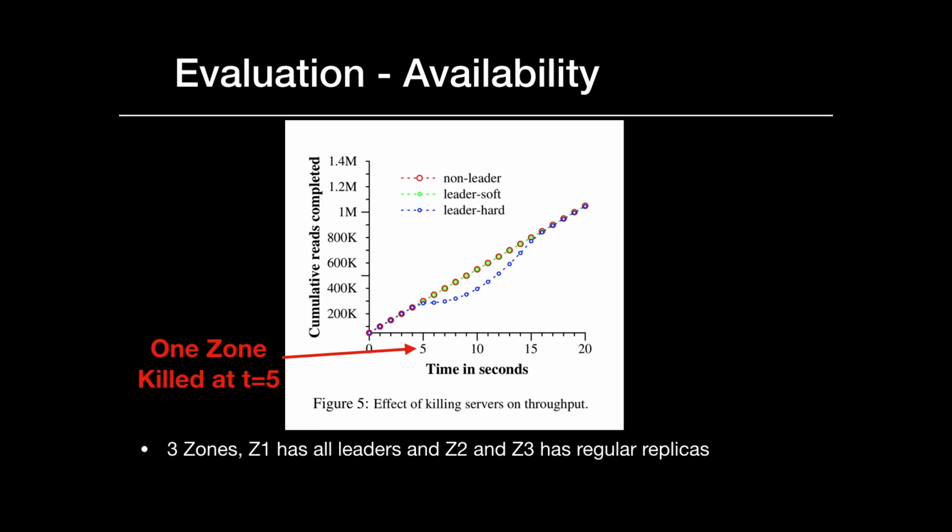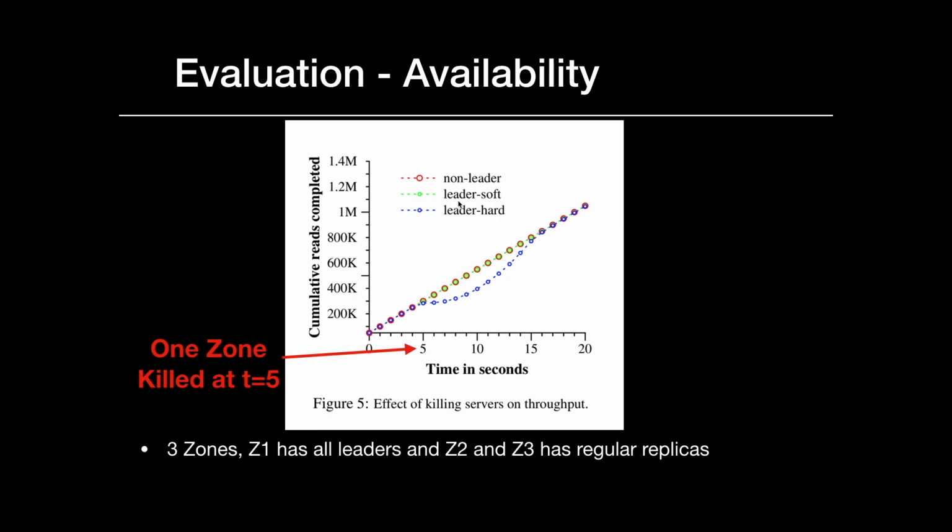In this experiment, they evaluated the availability of Spanner in the face of entire zone failures. So in this experiment, they set up 3 zones. One zone had all pre-designated leaders, and the other two zones just had the regular replicas of their respective replica groups. 5 seconds into this experiment, one of the zones was killed, and these failures were simulated in 3 different ways. One was where a zone entirely made up of non-leaders was killed.